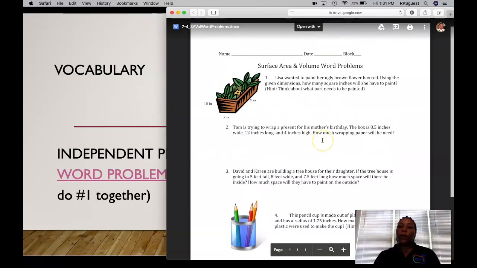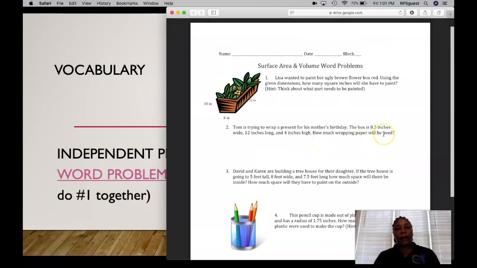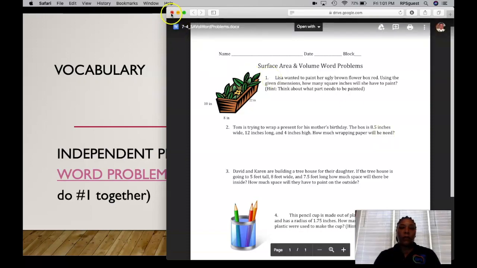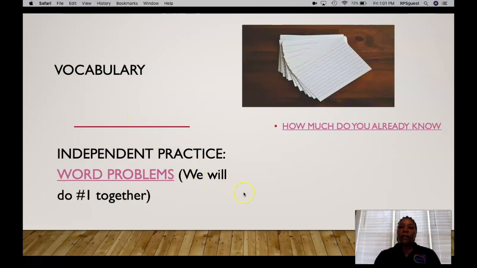I'm going to do number 1 with you. So I'm going to model what this one looks like, and then you're going to do 2 through 5 on your own, again, using your resources. All right, so here's number 1.